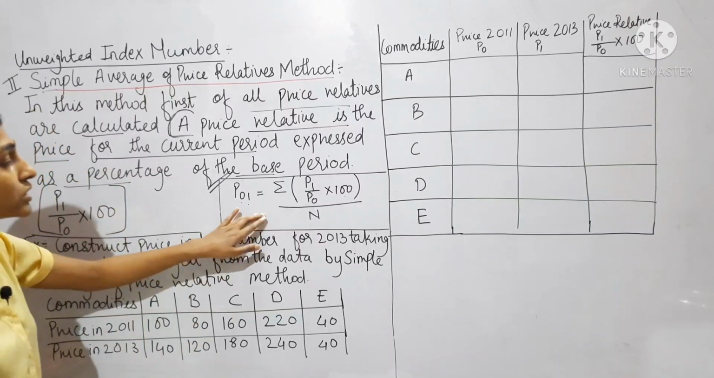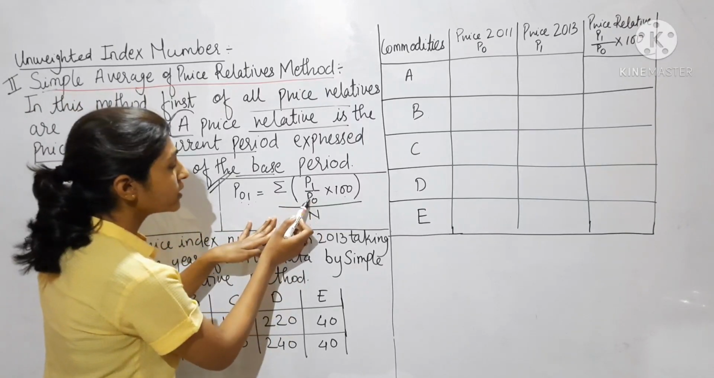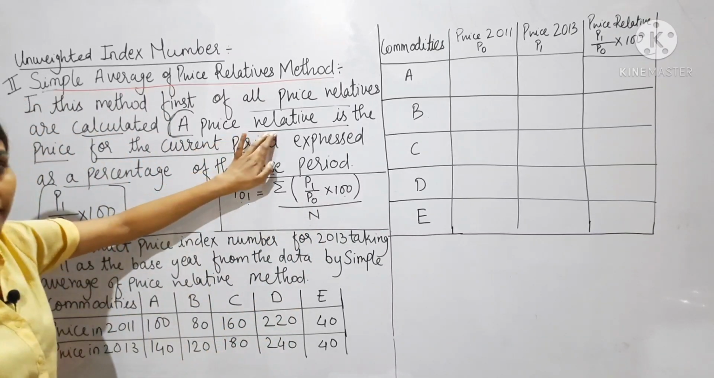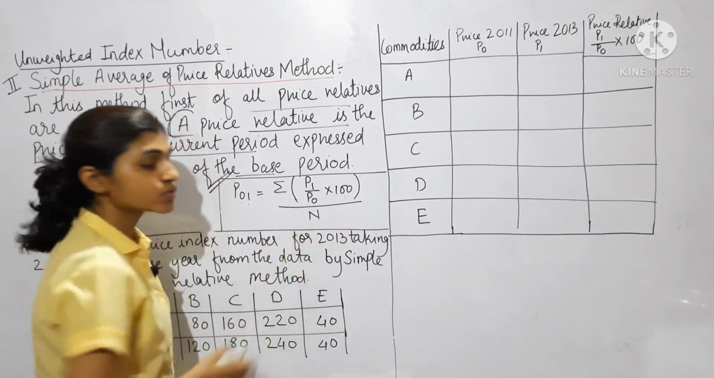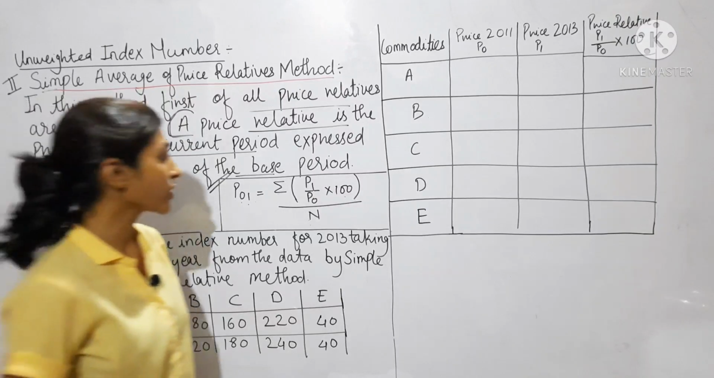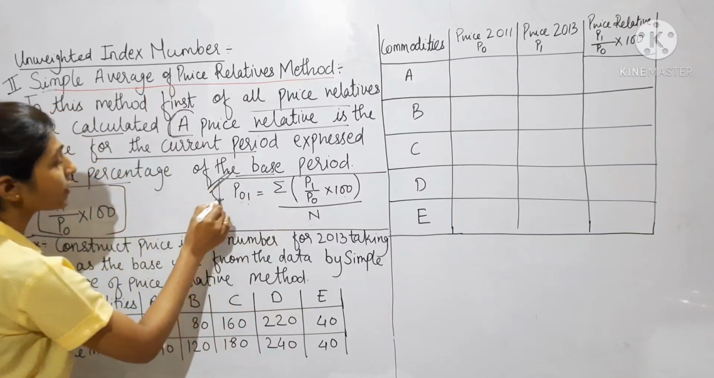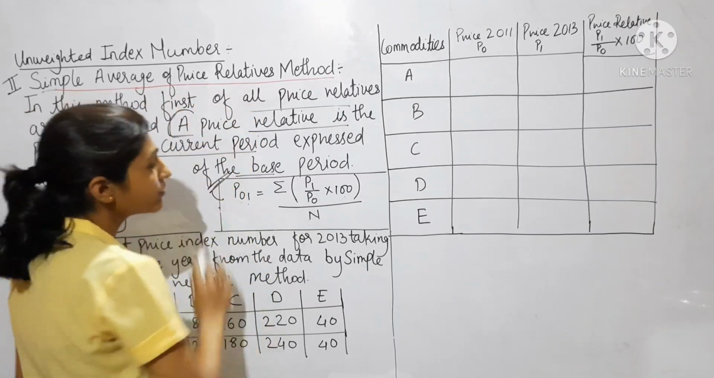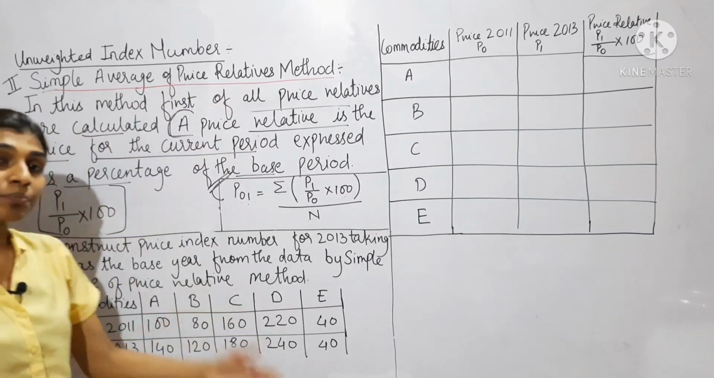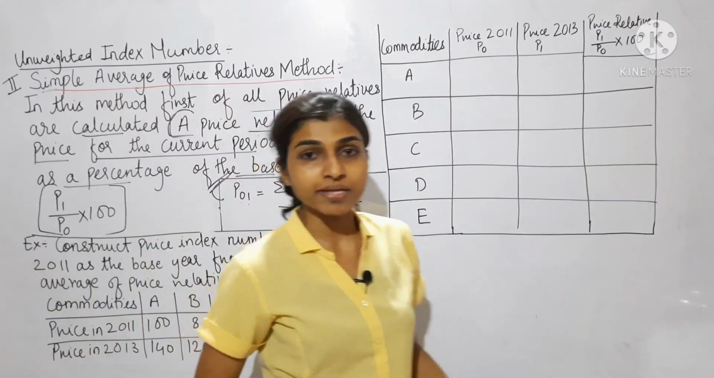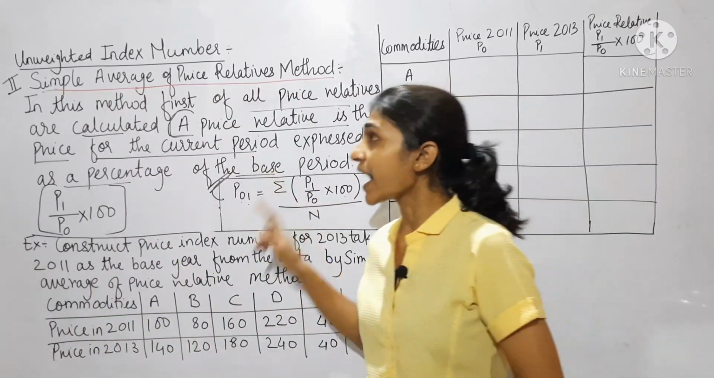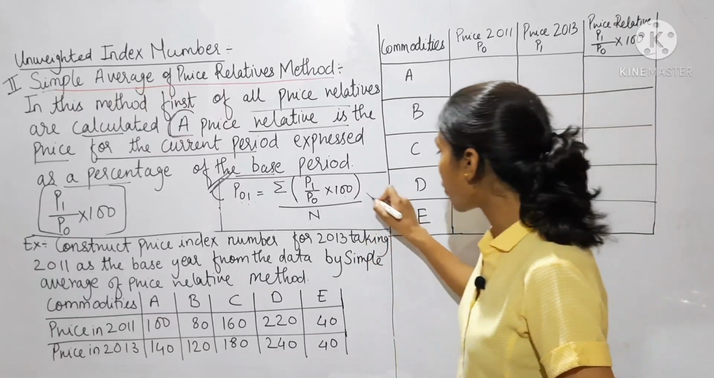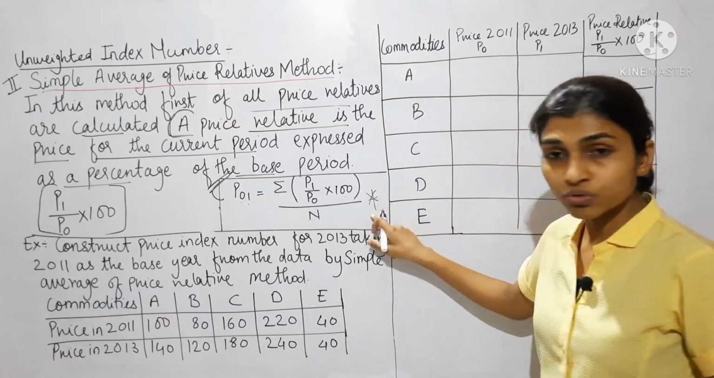Now this P1 divided by P0 multiplied by 100 is a price relative and N stands for number of commodities. This is the formula we are going to use to find simple average of price relative method. For simple aggregate method the formula is different, and for simple average of price relative method the formula is different. All the students note down this formula.